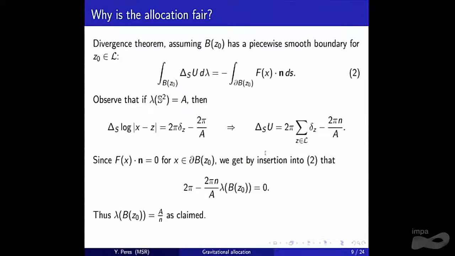So the Laplacian of the potential U will just be a sum of these terms over all the stars. So you get 2 pi times this sum minus 2 pi n over A. Again, stop me if there are any questions.